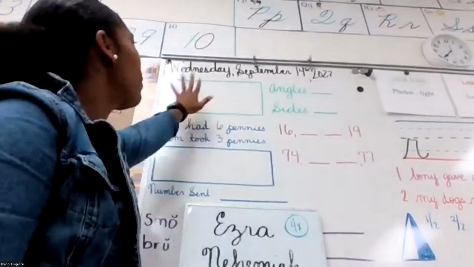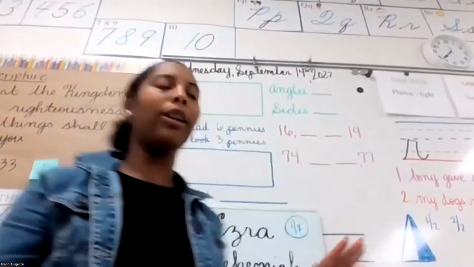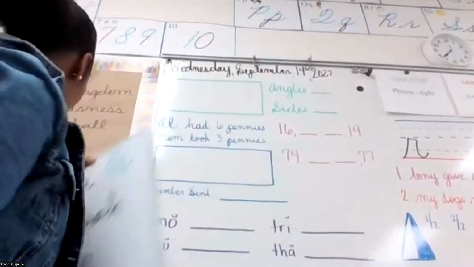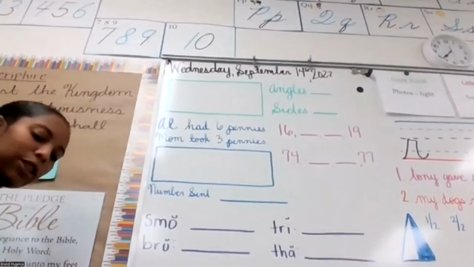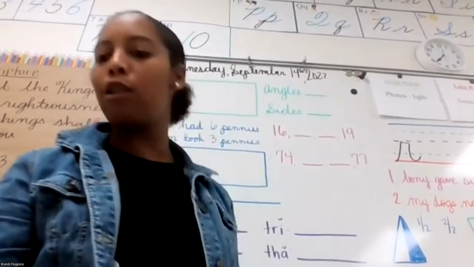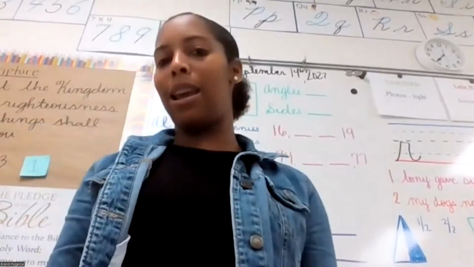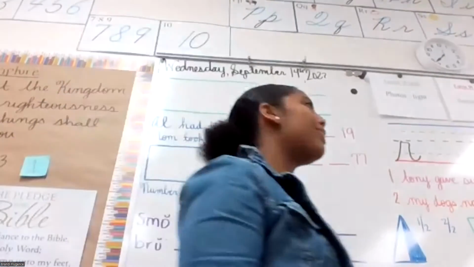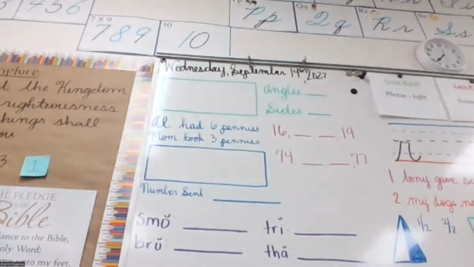All right, so remember we've been learning our shapes. We've been learning what's called the angle and the sides of a shape. Does anyone remember what it means when I say how many angles? What is an angle in a shape? How do I identify an angle in a shape? Yes?